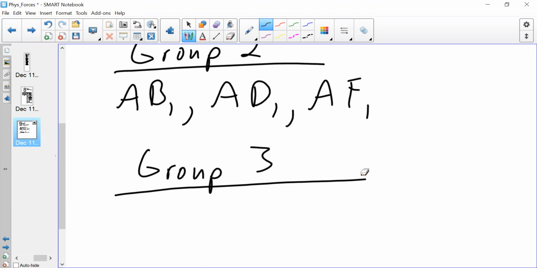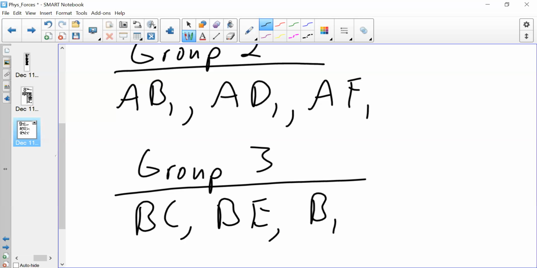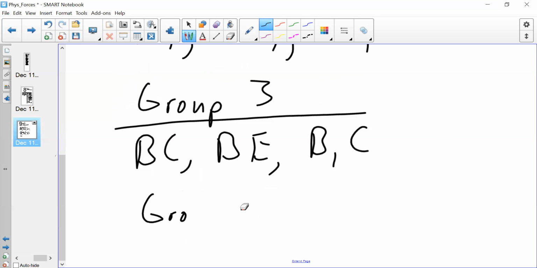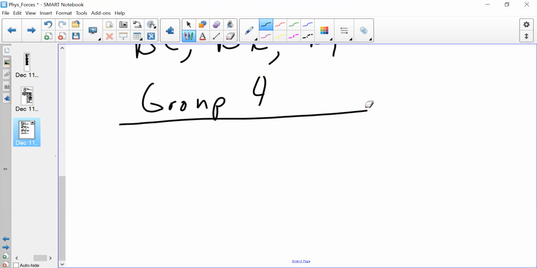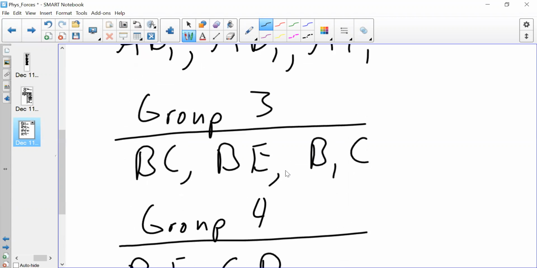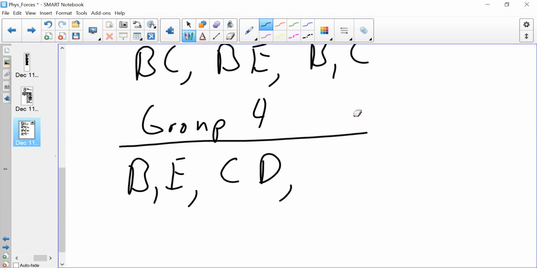So group 3, BC, BE, and B1C. Group 4, B1E, CD, and CF.